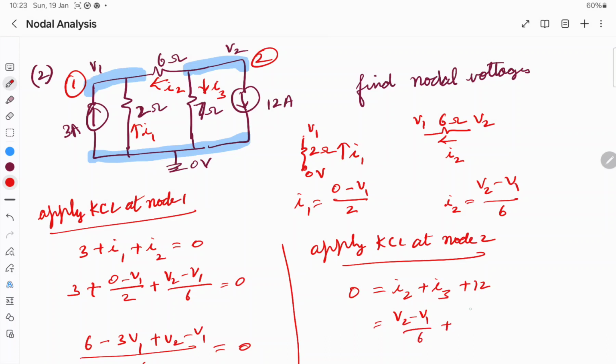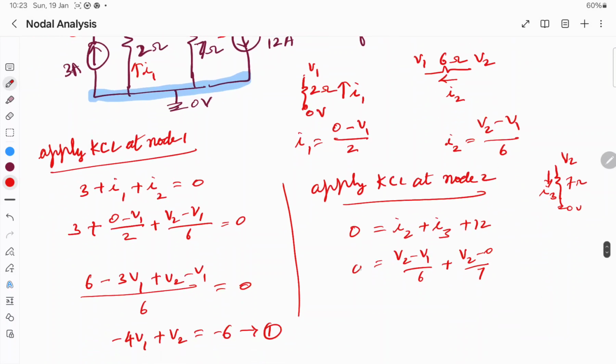What about I3? Regarding I3, I can write here. So it is 7 ohms. This is my I3. Here it is V2. Here it is 0. So it is V2 minus 0 by 7. Okay. Plus, got it? So bring 12 to the left side, it becomes a minus 12. So take the LCM, which is 42.